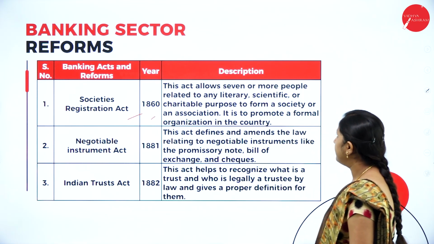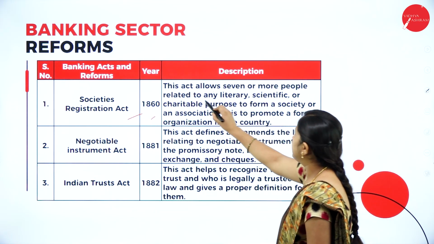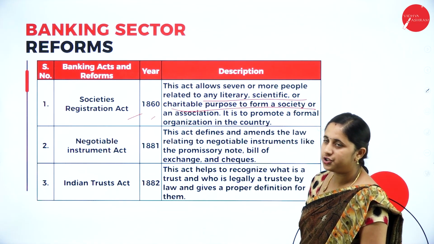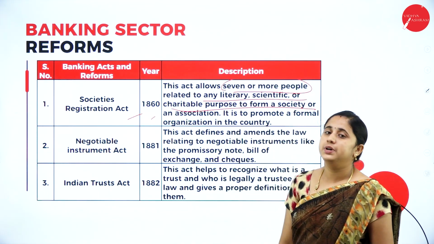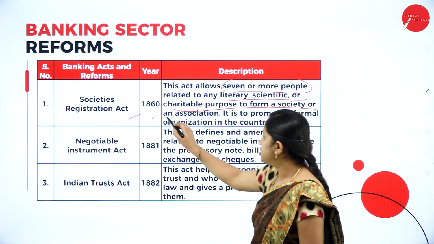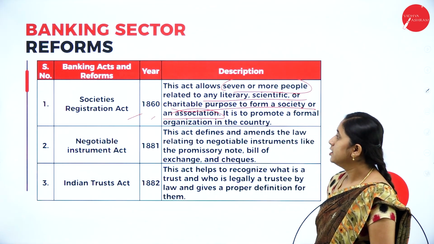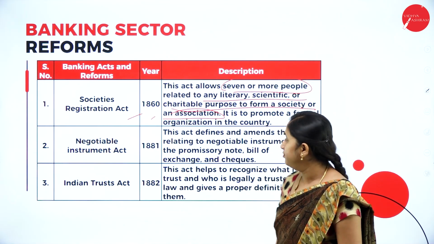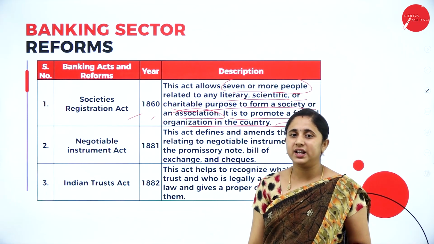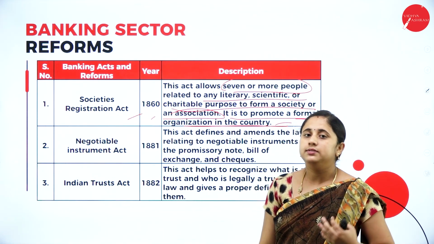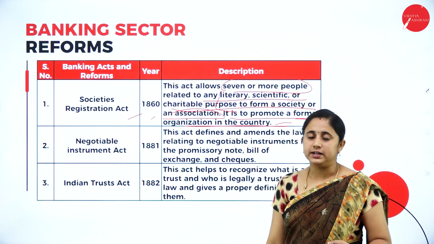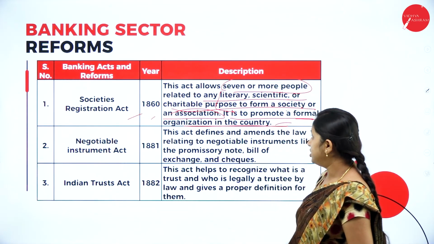This act allows 7 or more people related to any literary, scientific or charitable purpose to form a society or association. It is to promote formal organization in the country. In order to help the people, this act allows 7 or more individuals related to these sectors to start a society or association.